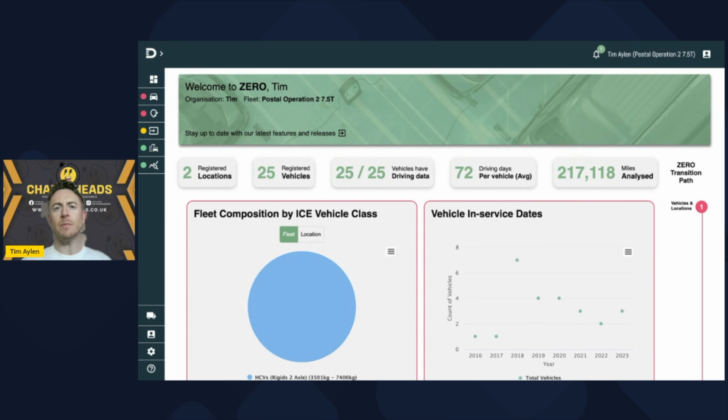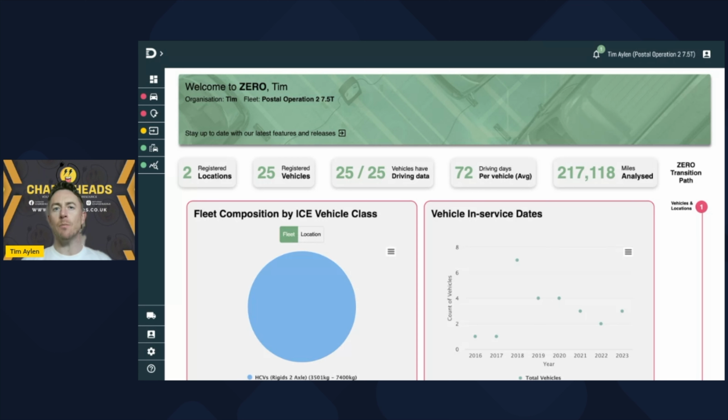So where do we get this information from? There's a couple of ways. You can either get your fleet data and input it manually yourself and create synthetic data, or in this case, this is real telematics data. So we can work closely with your telematics provider, take the information through an API or a CSV file and put it into the system.